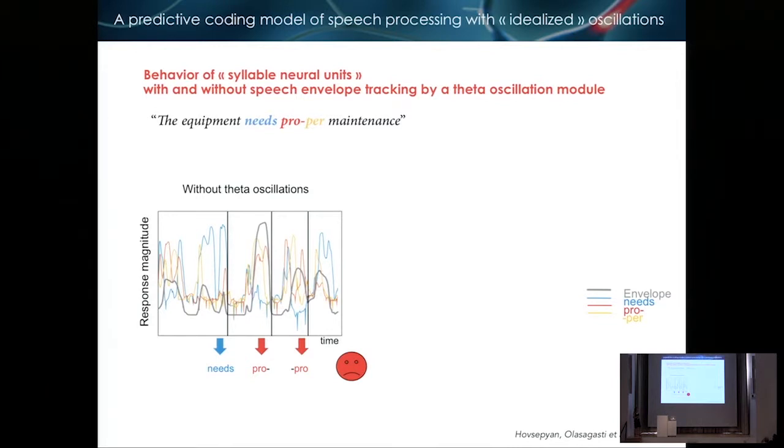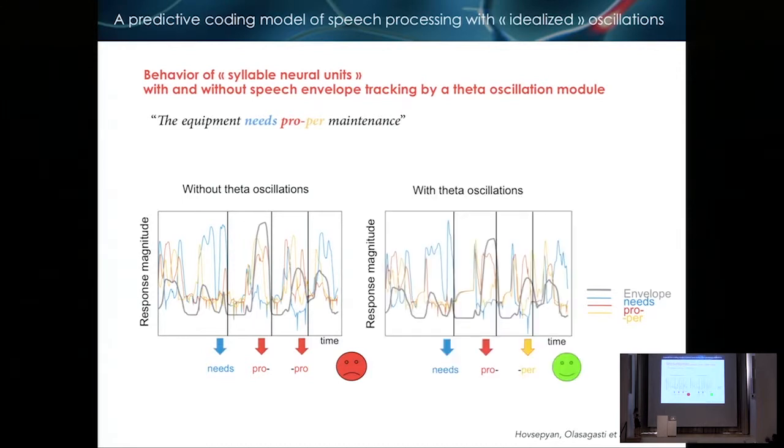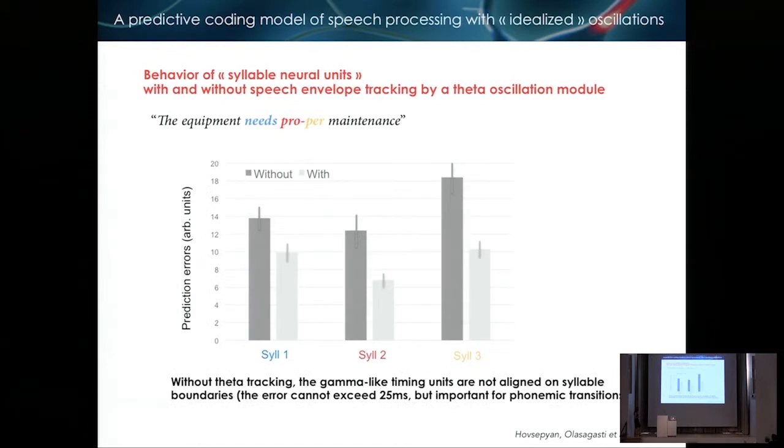And this is a version of the model where we remove the theta oscillator. If we leave the theta oscillations, then we have something that works well. So this is another way to probe the role of these oscillations. Just more quantitative results: we see that the model with oscillation gives fewer prediction errors than without oscillations.